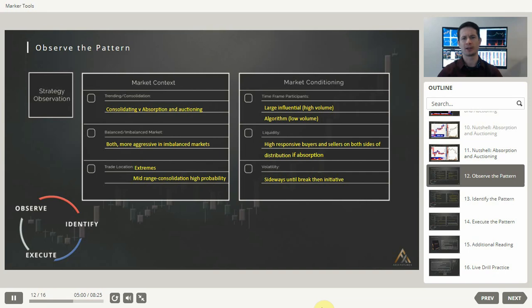Now, what you would typically do here is you would get your strategy, the absorption auctioning strategy, and you would determine: was it in a balanced situation or was it in an imbalanced situation? And you will then go and fill it out accordingly.